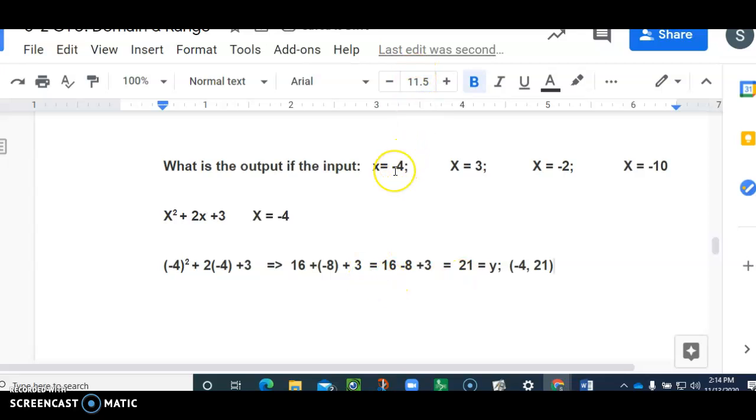If my x is equal to negative 4, okay, so next you are going to do x equals 3. You're going to plug this value of the x inside this expression right here. And then on the next one, what if x is equal to negative 2? You just plug in the value of negative 2 wherever the x is, and then solve for it. Okay? Hope you understand this.